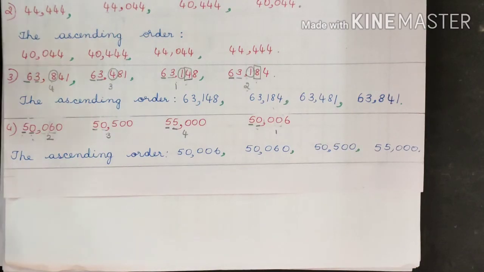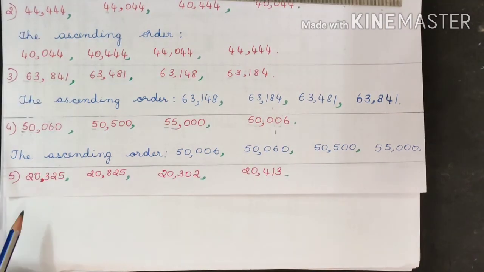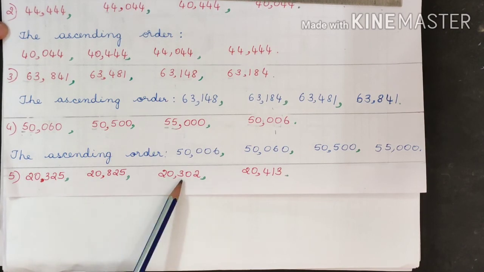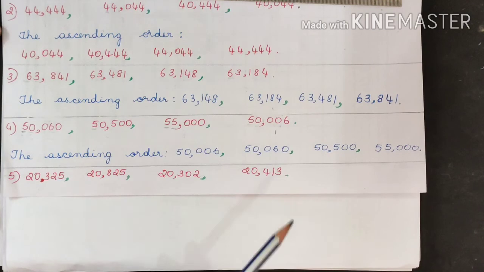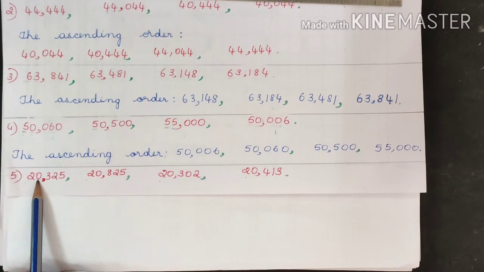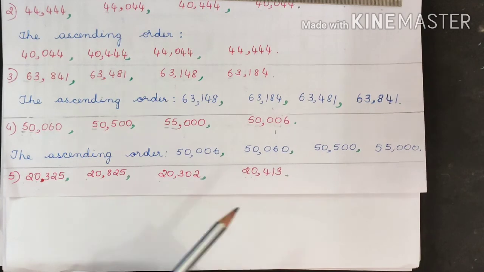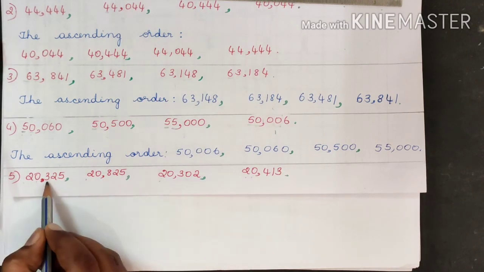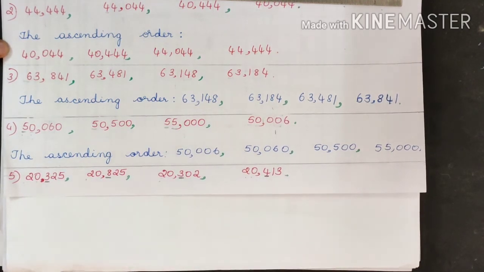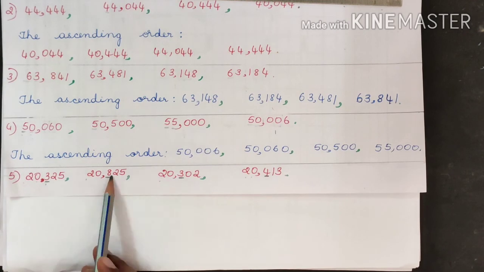Last problem. 20,325, 20,825, 20,302, 20,413. Compare the numbers in 10,000s place. We can clearly see that the numbers in 10,000s and thousands place is same. So let us directly compare the numbers in hundreds place. If we see hundreds, we have 3, 8, 3, 4. We know that 3 is smaller than 8 and 4.